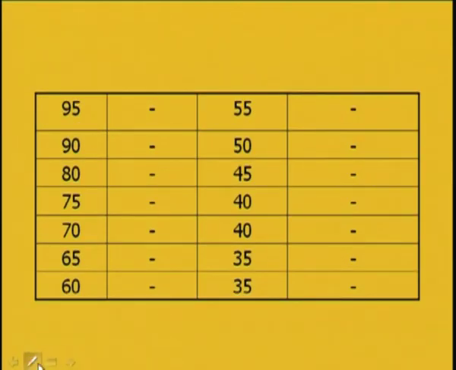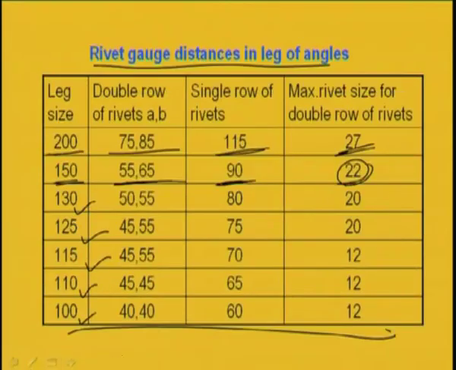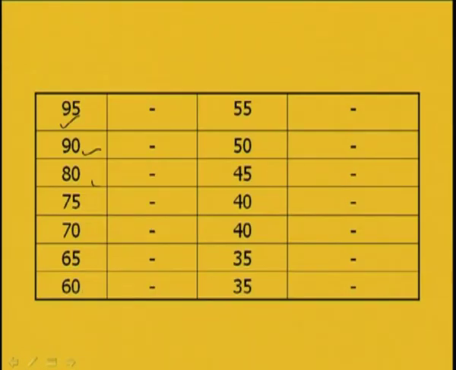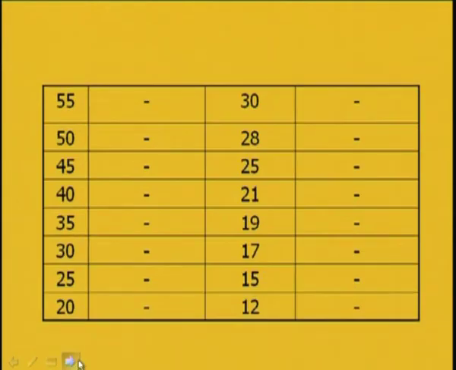Similarly, we see for different angles, below 100 mm leg size we are not going to provide a double row; in that case we provide only a single row. So the gauge line will be here and there will be no double rivet, that is why nothing has been provided. In this way it has been given up to 20. With all these bases we have to design a member.